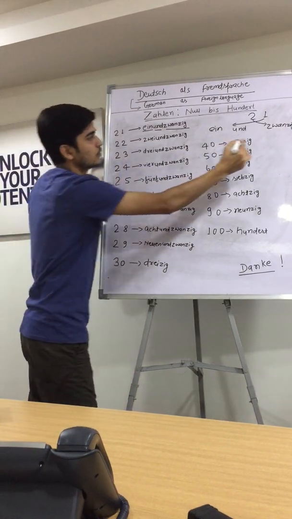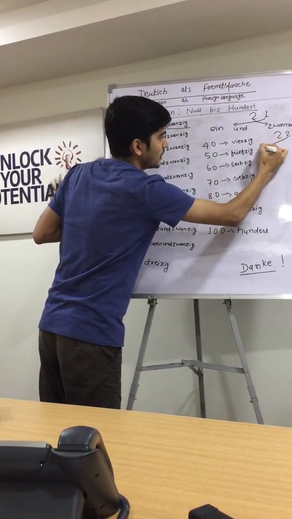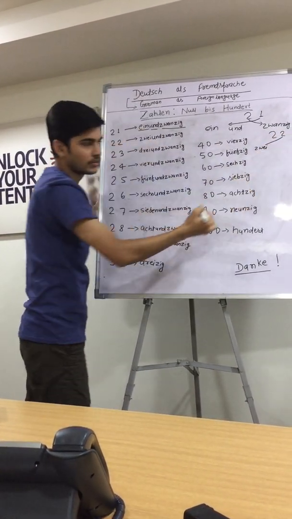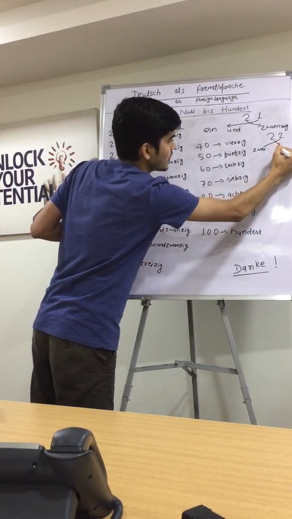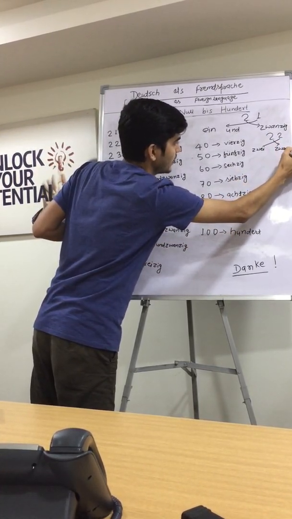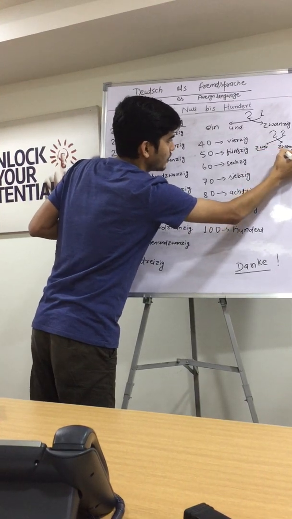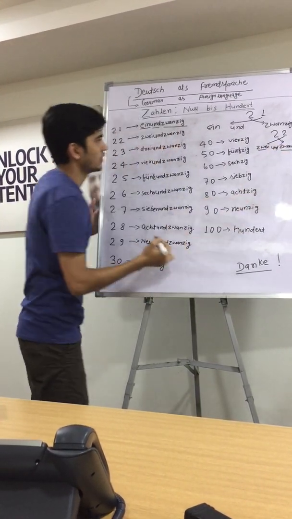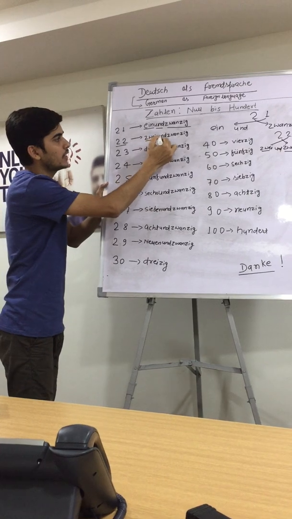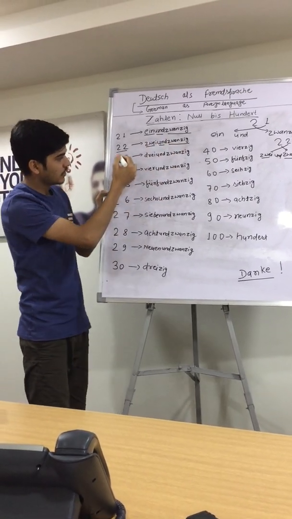Same 22. 2 is 2, and this one is 20. 20 is 20. And in between 2 and 20 we put und. So 22 is 2 und 20.